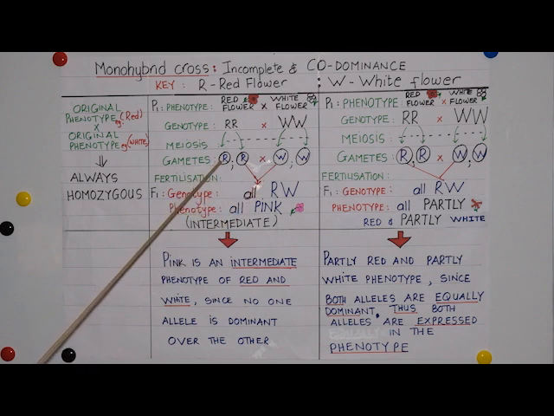Because if any one of these gametes of this parent were to fuse with any one of these gametes for the other parent, we would always get a genotype for the F1 all being heterozygous, capital R, capital W. If you are not comfortable with this, you can still do the Punnett square. You would still get the same answer for F1 genotype or hybrid, capital R, capital W.